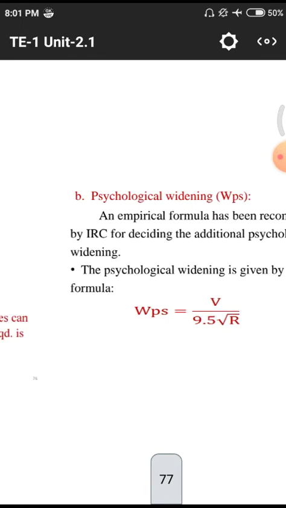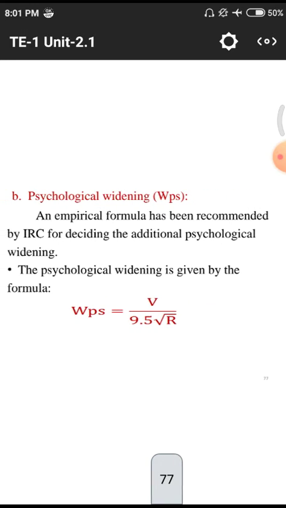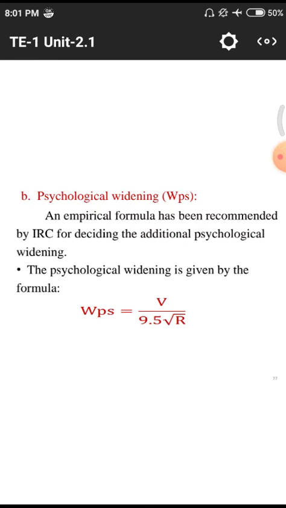After that, we have physiological widening. This physiological widening has been given by IRC, depending upon the velocity of the vehicle. The physiological widening formula is Wps, widening due to physiological services, equals V by 9.5 root R, where R is the radius of the curve and V is the velocity on that particular route.